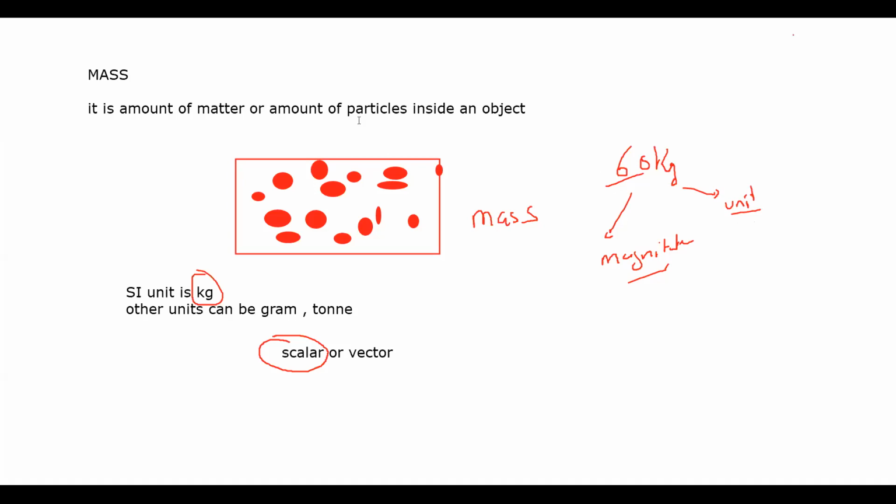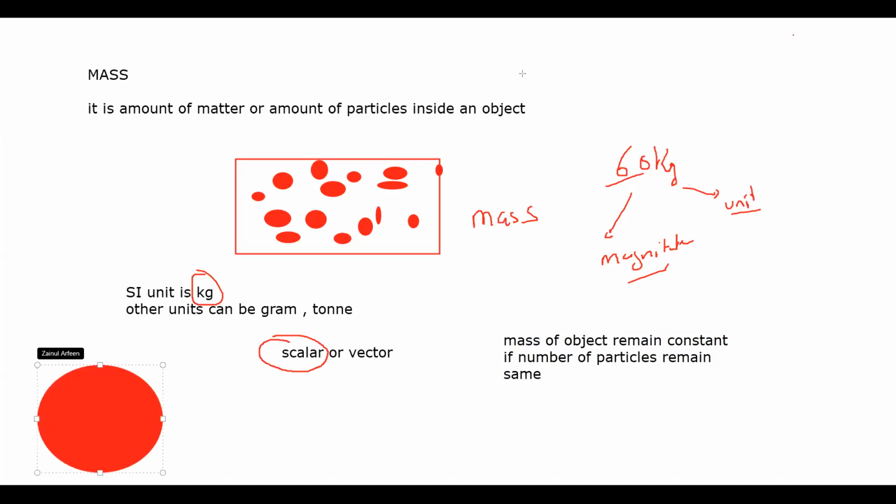The mass of an object remains constant if the number of particles remains the same. If the number of particles does not change, the mass of an object won't change. Example, you're on Earth and you travel to the moon. Say your mass was 60 kilogram on Earth. If you travel to the moon and your number of particles remains the same, then your mass will also be 60 kilogram on the moon. So the mass of an object does not change from place to place; it remains constant.